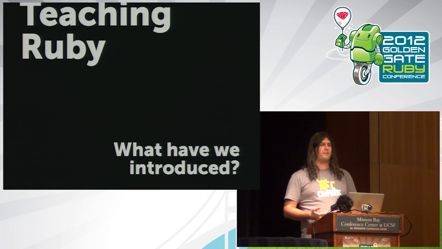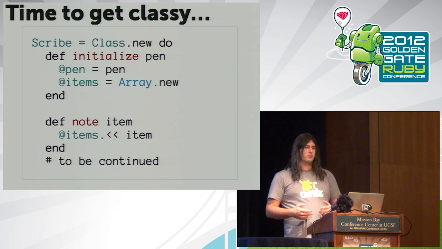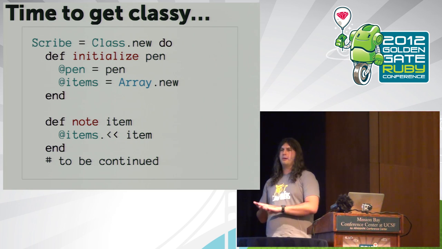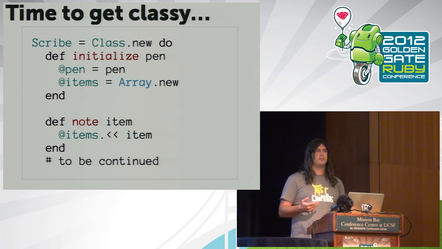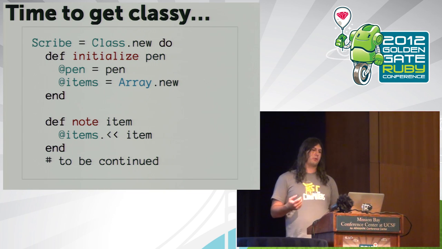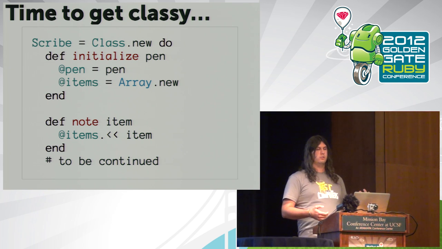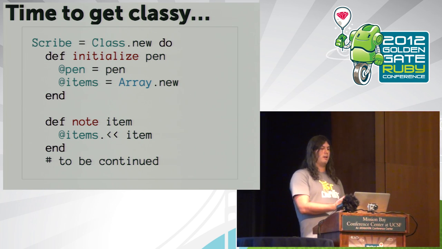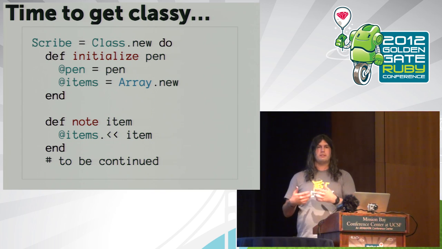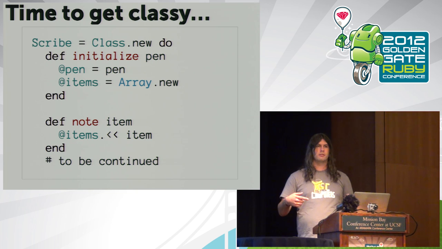We've done a lot of cool stuff, and now it's time to bring out the big guns. It's time to get a little classy. So what we're going to do is not use the class syntactic sugar, because that hides the fact that a class is just another type of object. We emphasize that a class is an object in two ways. We assign that class to a value, in this case a constant, Scribe, and we create that class with Class.new. So Class is a class that creates new classes.